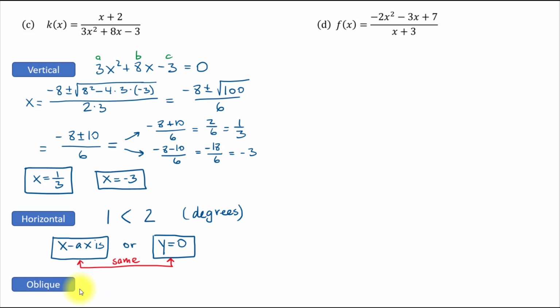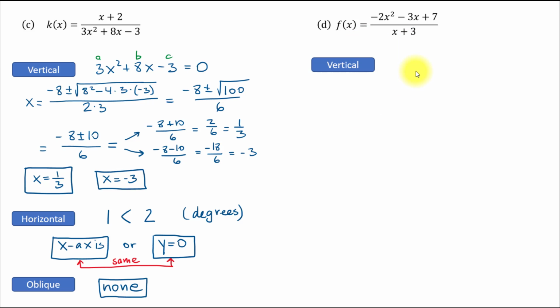And finally, the oblique, or slant, asymptote. For that, we check if the degree of the numerator is exactly 1 more than the degree of the denominator. Well, obviously this is not the case. So the graph of this rational function will not have an oblique asymptote. And finally, our last example.